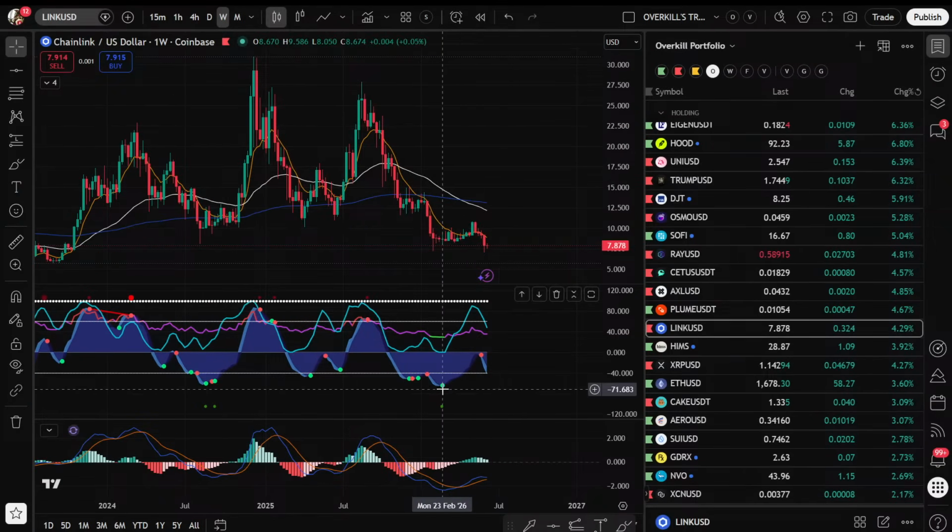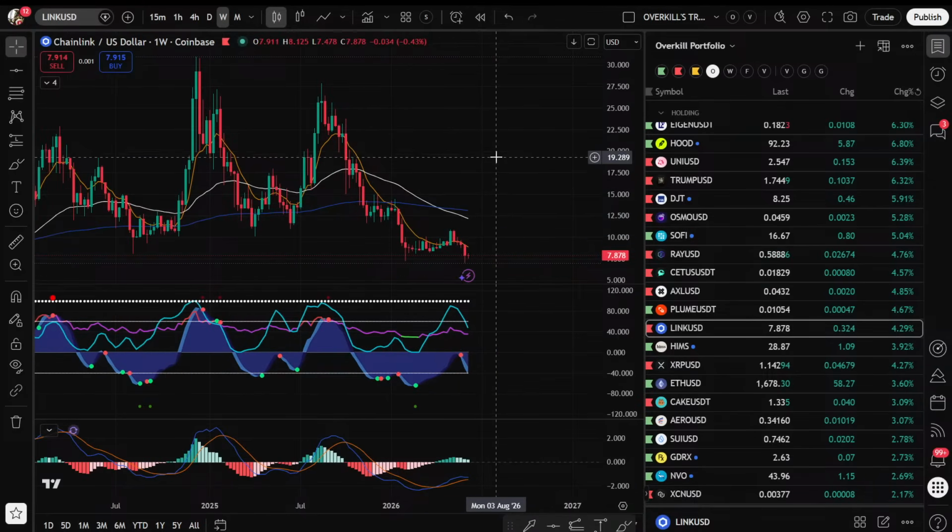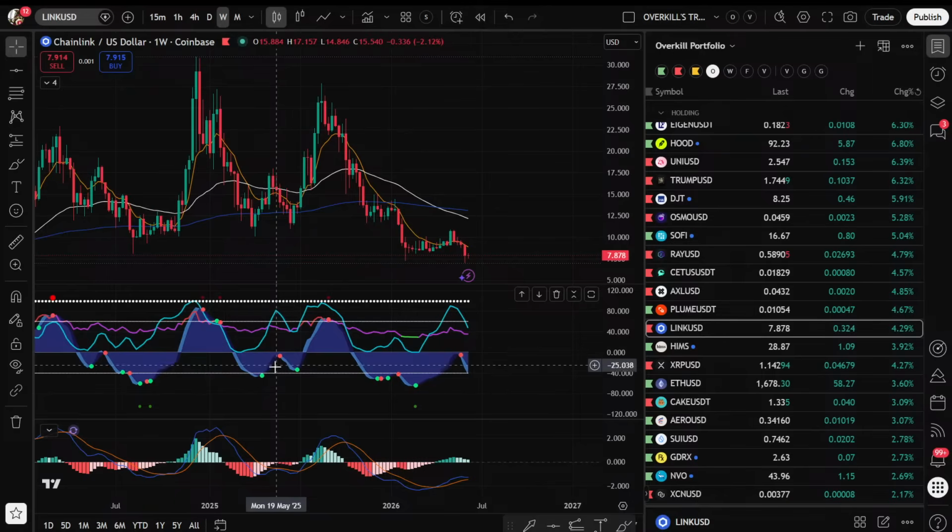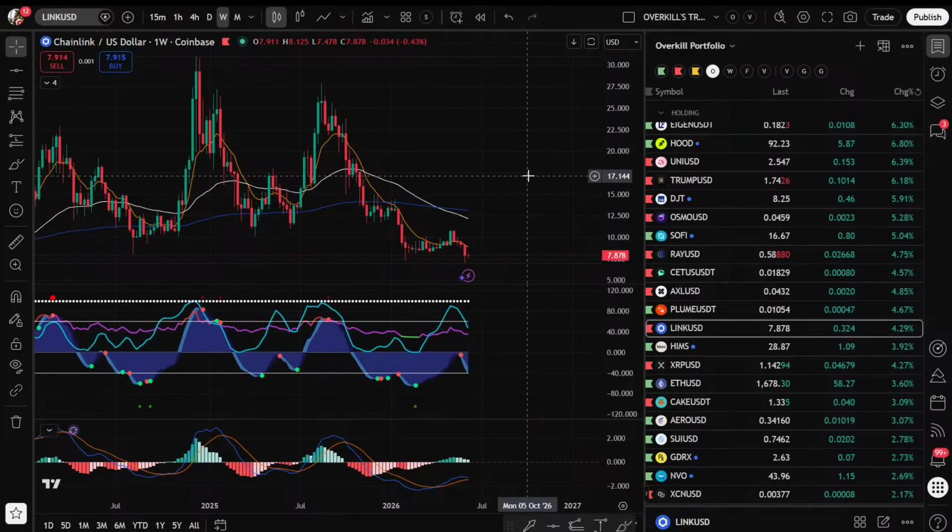This last green dot on Chainlink came at $8.50. It's down 60 cents since that time. We're 60 cents down in 2 months. Maybe 10, 15% down off the last signal. People are losing their minds. Again, I wish we'd get a green dot and we'd just go right back up to 30, 40, 50, 60 bucks. I wish that was the case.